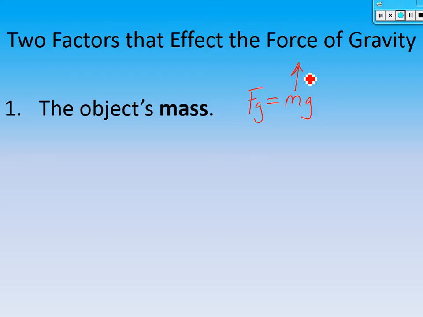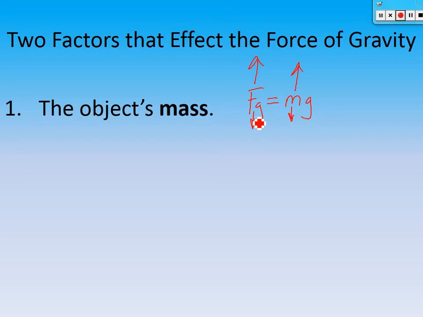As mass goes up, what happens to force of gravity, guys? It goes up. What kind of relationship is that? It's a direct relationship, right? As one goes up, so does the other one. What if mass was to go down? Force of gravity goes down. Again, see how it's a direct relationship? If one goes up, the other one goes up. If one goes down, the other one goes down.